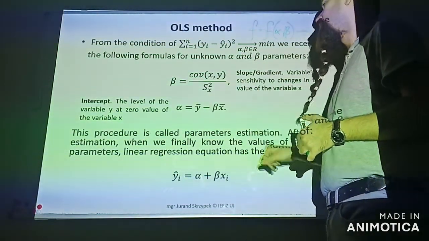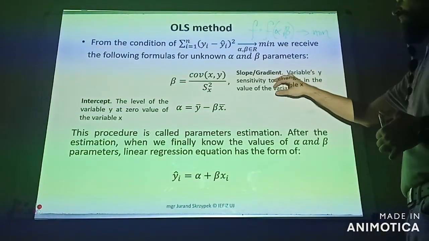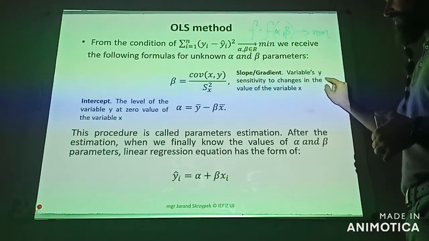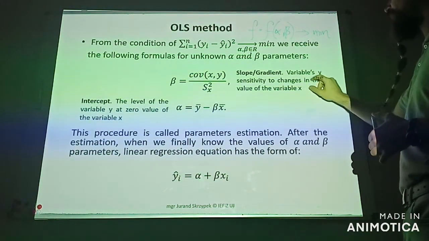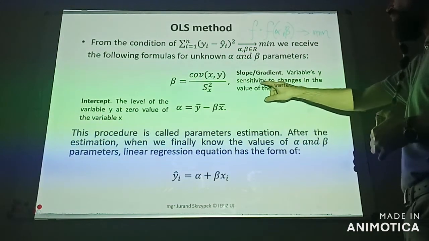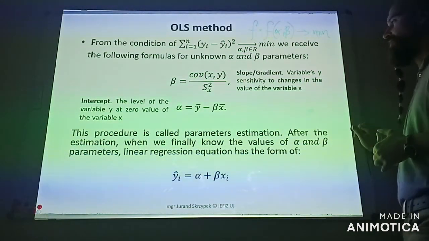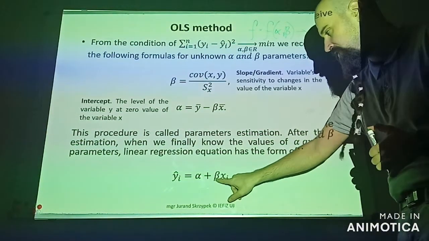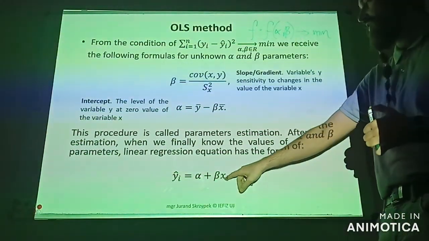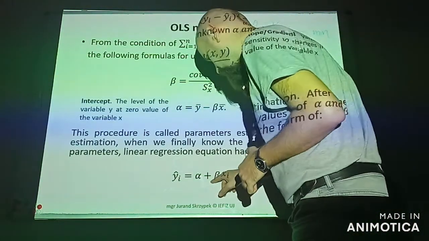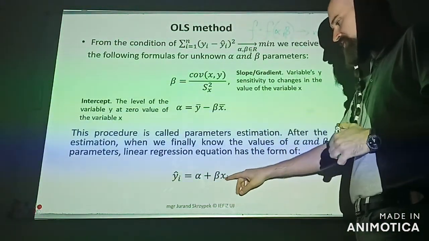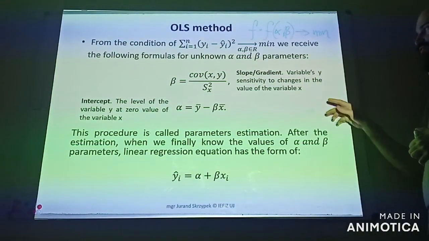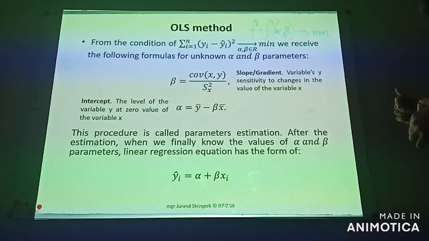The beta parameter is also called the slope or gradient of the straight line. The interpretation is the following: it is the variable y's sensitivity to changes in the value of the variable x. Yes, the sensitivity, because it is placed beside the x. So this is the variable y's sensitivity to changes in the value of the variable x.